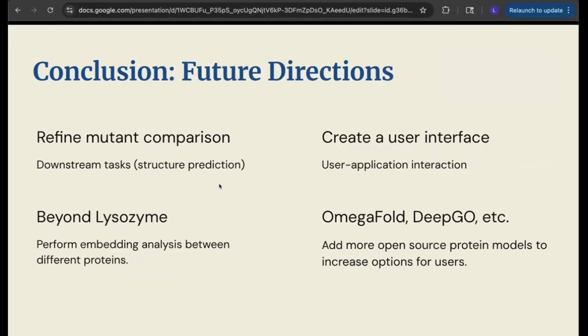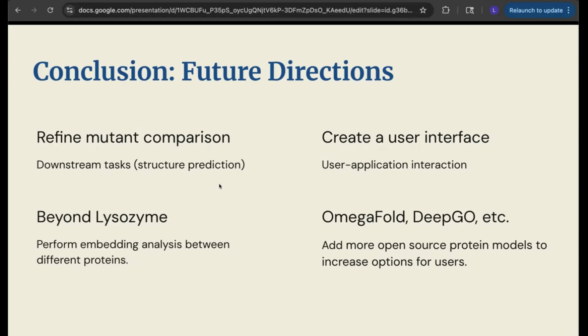So there's a few future directions that I definitely want to continue exploring after this. So definitely want to refine the mutant comparison because this is, I think, going to play a key role in a lot of the downstream tasks, such as structure prediction for AlphaFold, things such as that. I also want to try to create a user interface. I'm not really too familiar with how to do that, but I think that the user application interaction is going to be really important for this.